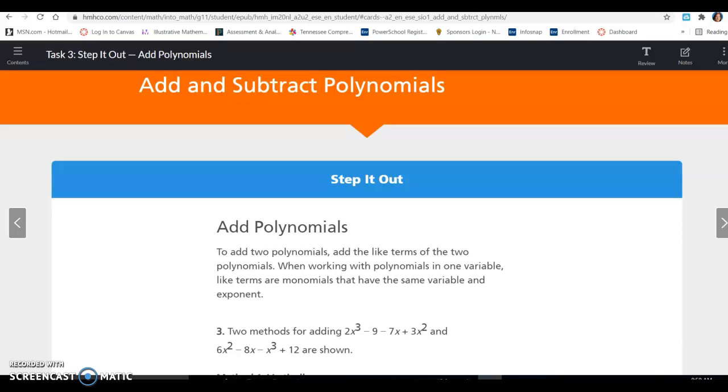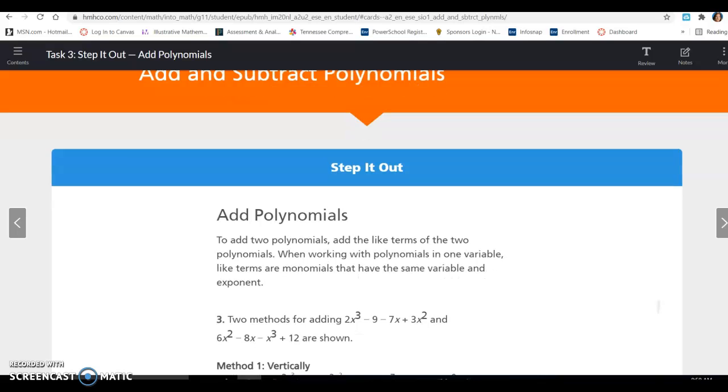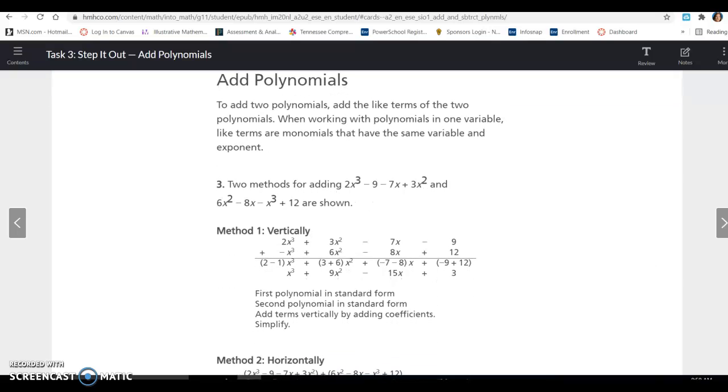All right, lesson 4.2, task 3, we are adding and subtracting polynomials. To add two polynomials, add the like terms of the two polynomials. When working with polynomials in one variable, like terms are monomials that have the same variable and exponent. Two methods for adding are shown.